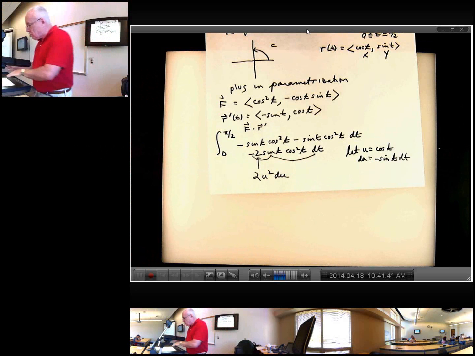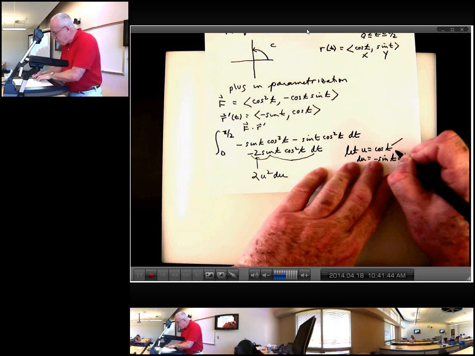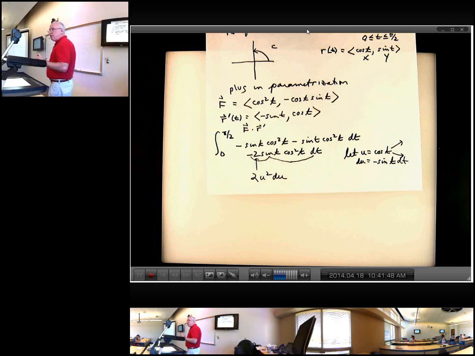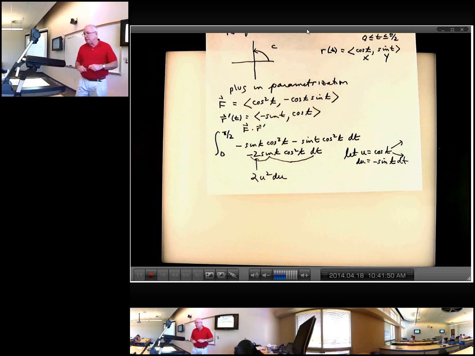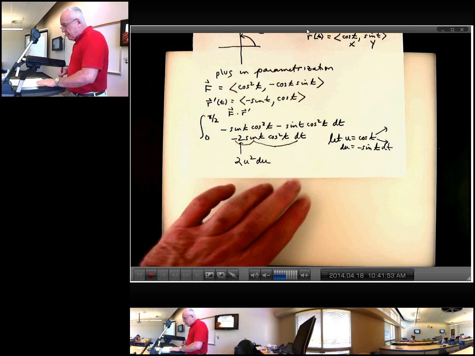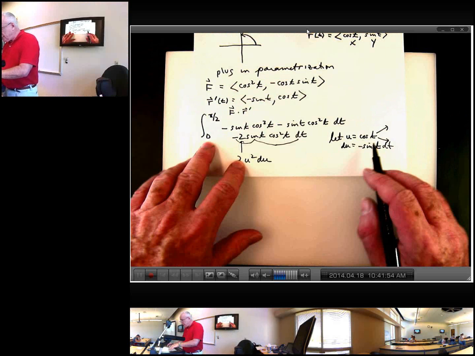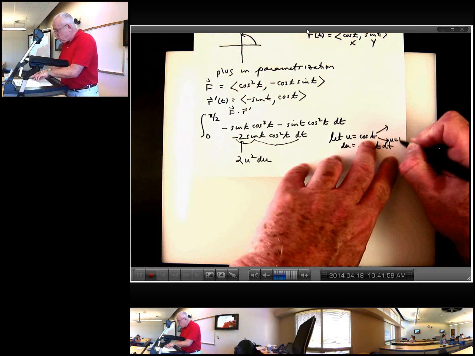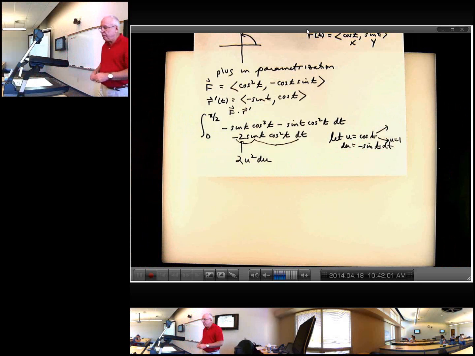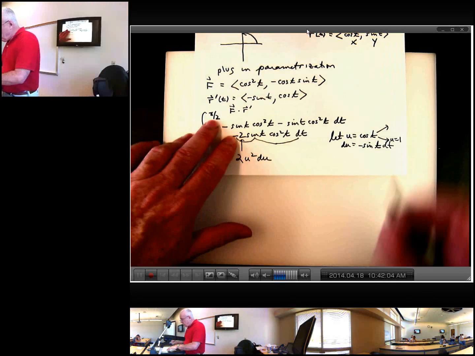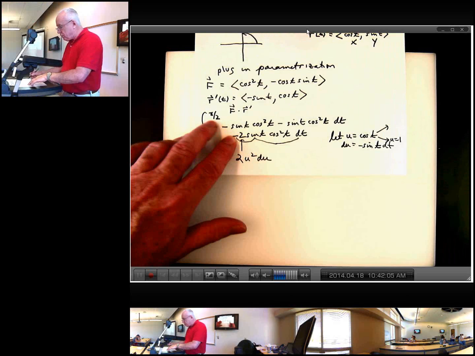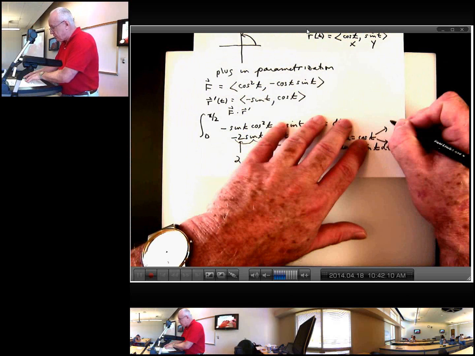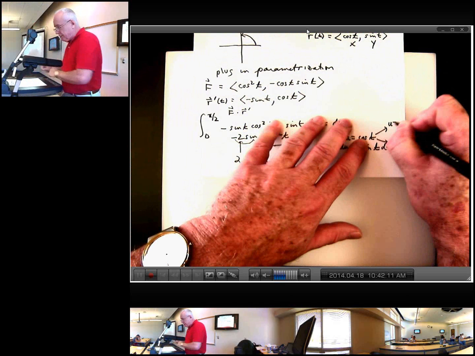I think I'll just keep this in terms of u. If I do that, remember I've got to change my limits of integration, so I don't have to go back to t to figure this out. First of all, when t is equal to 0, the cosine of 0 is 1, so u will be 1. And for the top one, when t is equal to pi over 2, the cosine of pi over 2 is 0. So it's going to be a 0.